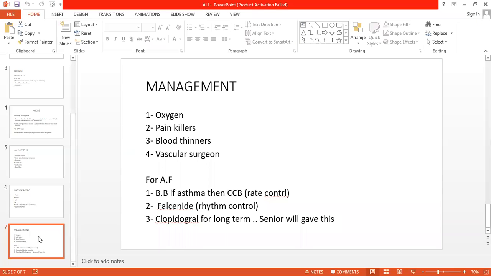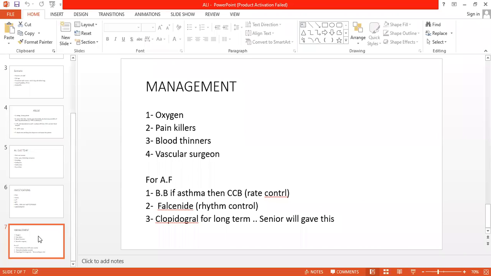Okay, so management, you have to give the oxygen and you have to give the painkiller either in the start, or if the Simman says that I can manage, then give it in the end. And then you need to give the blood thinners. Once you find that it's ALI, you can skip D and E for the time being. Not for the whole station, but for the time being.